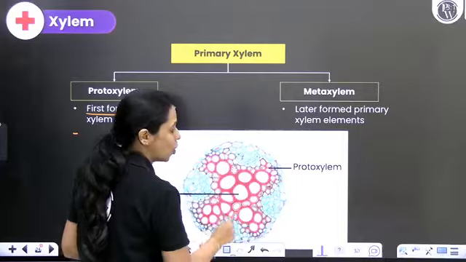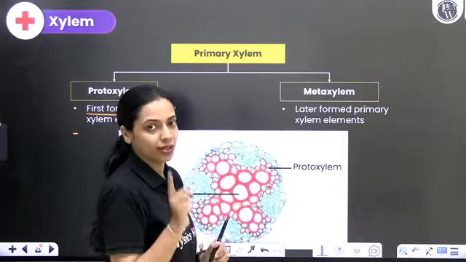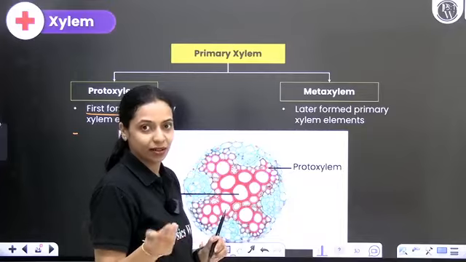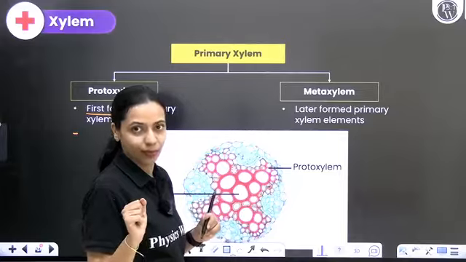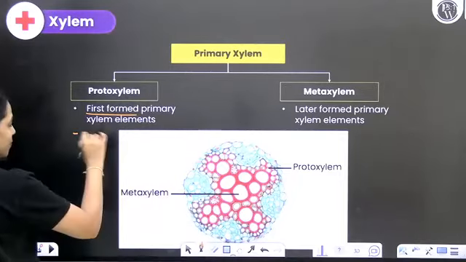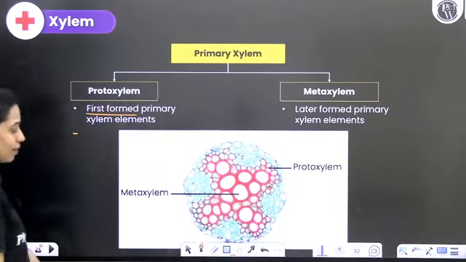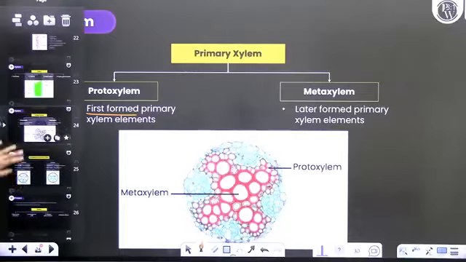Whichever ones are small, they are first formed. That is called protoxylem. Whichever forms later is wider. That is called metaxylem. Okay. So first formed is protoxylem. Later formed is metaxylem elements.